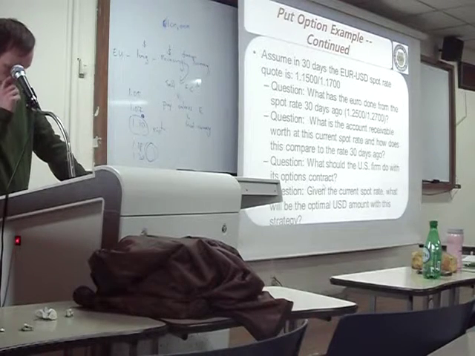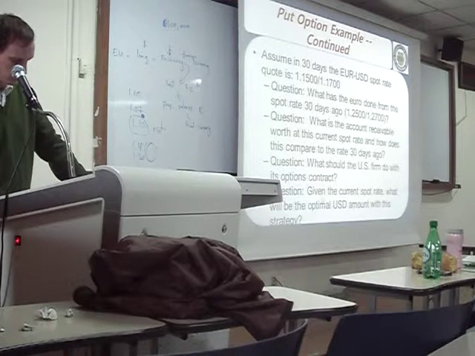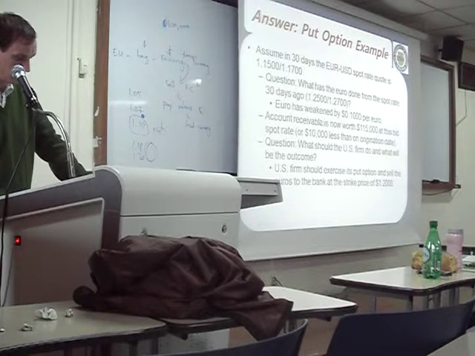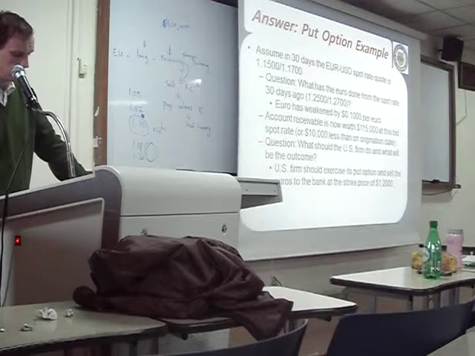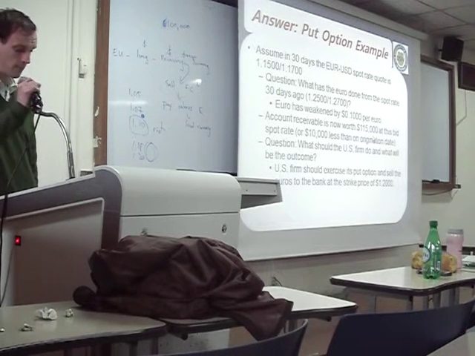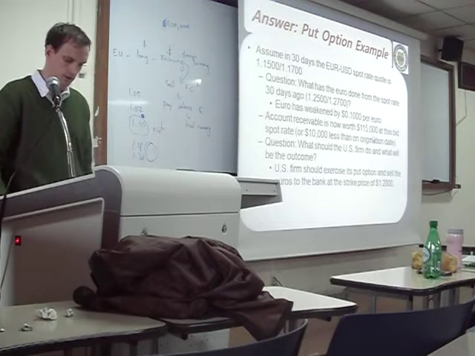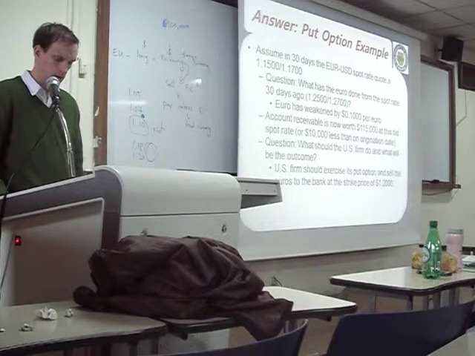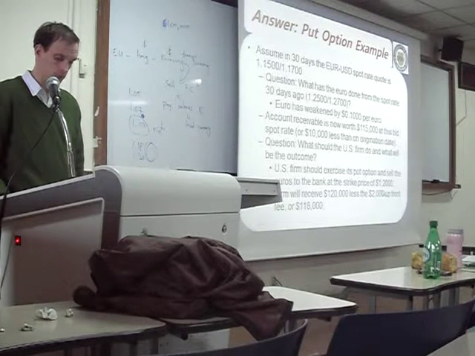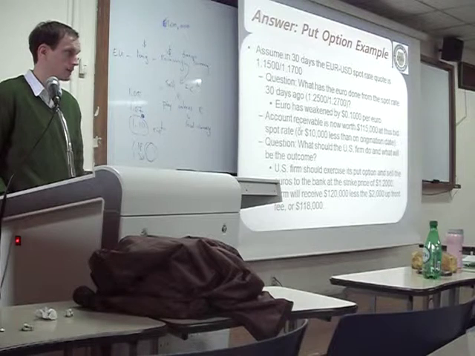So the best we can get is 118 because we have to take away the premium, right? So the euro has weakened by 10 cents. The account receivable is now worth 115,000, or 10,000 less than the original date. The US firm should exercise its put option. It will get 120,000 less the premium, so finally 118,000.